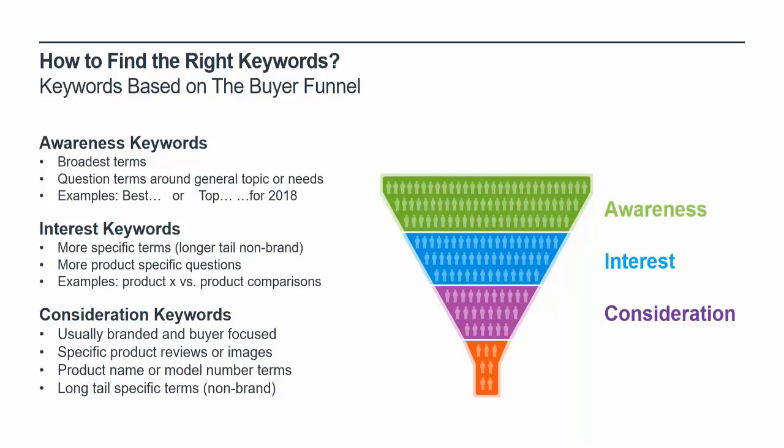Going to the last stage before someone purchases, consideration keywords. These are very branded, they're buyer focused. It's the part of the funnel where someone's about to purchase something. So even more specific: people looking for images, the product name, the model, as specific as you can get. So, buy LG TV 305.